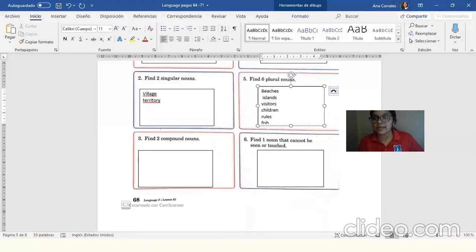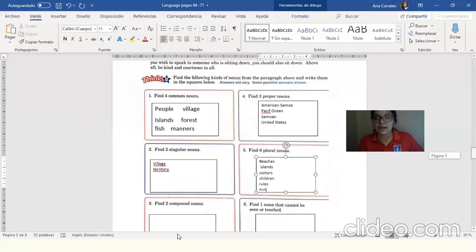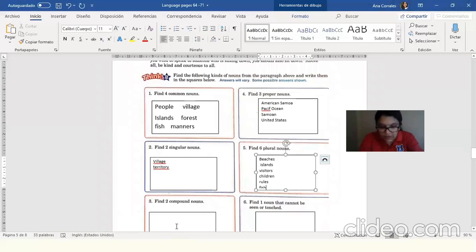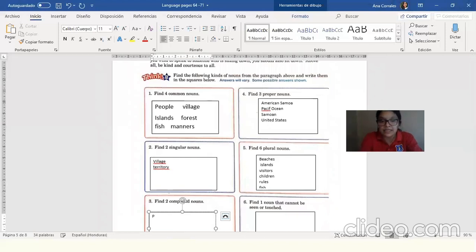Now, the next says, find 2 compound nouns. Did you find the 2 compound nouns? There are 3 compound nouns. Pacific Ocean. Pacific Ocean is 1. United States. This is a compound noun. United States and American Samoa. No son compound words like ice cream. No, no ice cream. Like butterfly. No, son palabras que van juntas. No se pueden separar, okay?